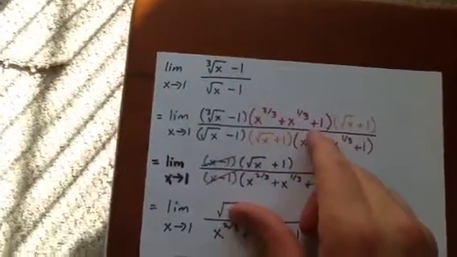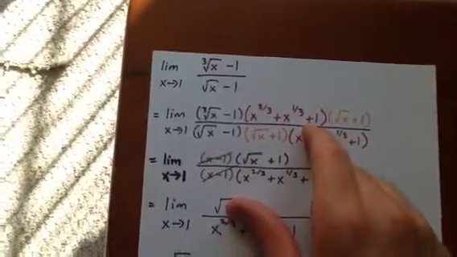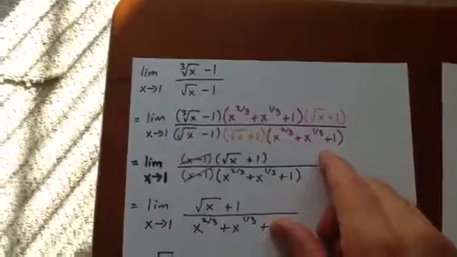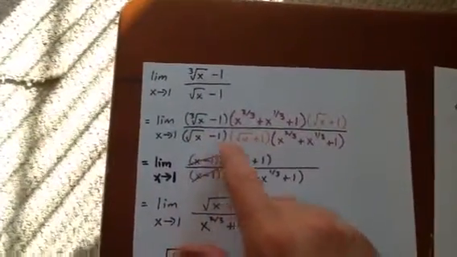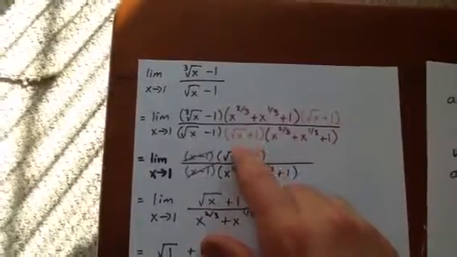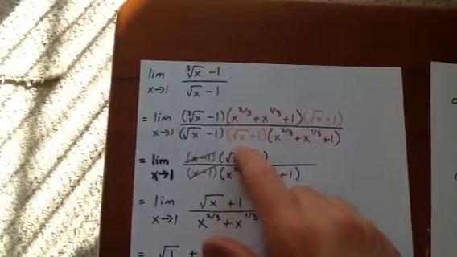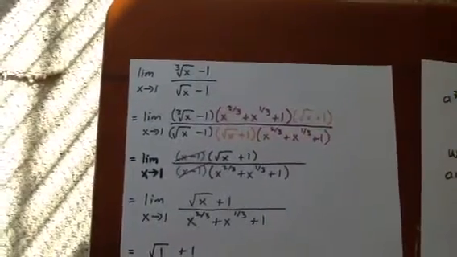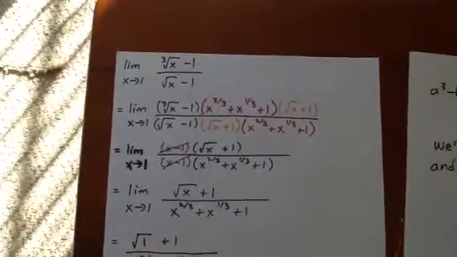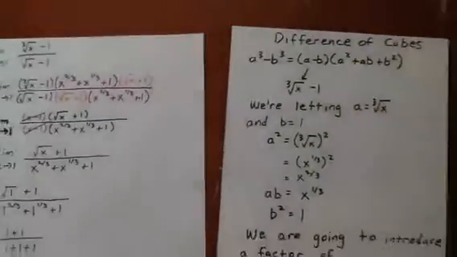There we go. But when we introduce a factor to the numerator, you have to introduce it to the denominator. Similarly, we have to rationalize the denominator, so we introduce a factor of square root of x plus 1. And when we introduce that factor to the denominator, we have to introduce it to the numerator as well. If you like to read that explanation, it's right here.